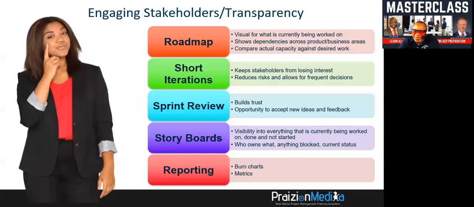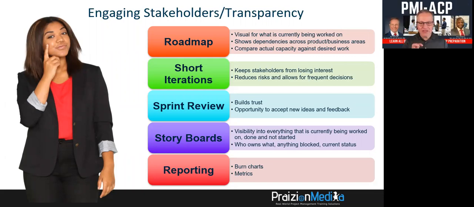That's true. Let's talk about some more things that can help us to be transparent and engage stakeholders, Roy. What are all these? Yeah, so some of these are artifacts, like the roadmap. To me, the roadmap is one of the most important artifacts that you can have. The reason that it's so important is because of that transparency. If you want to engage your stakeholders, if you want the transparency your stakeholders need so that they can make smart decisions, then the roadmap is your critical artifact.